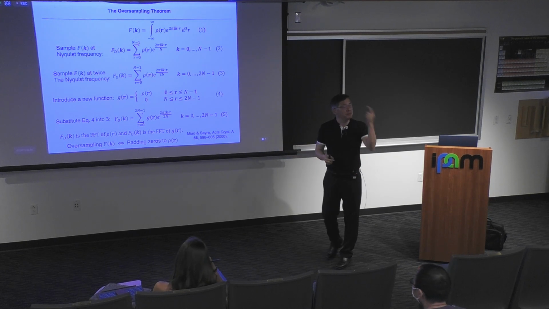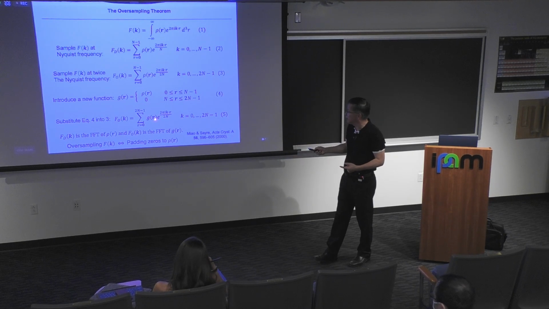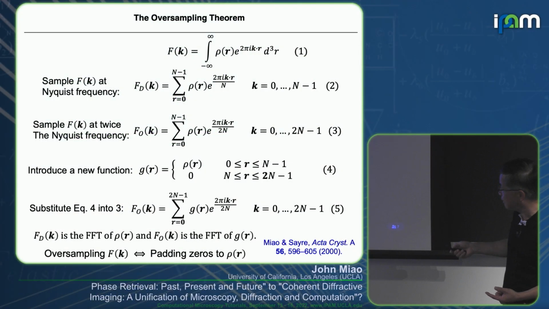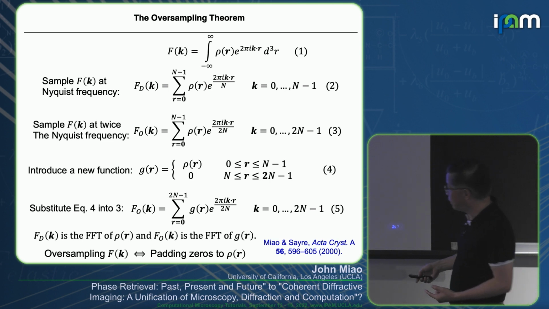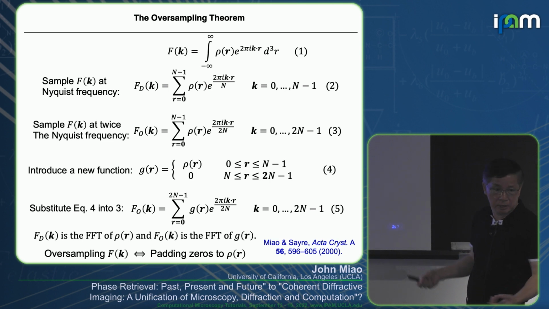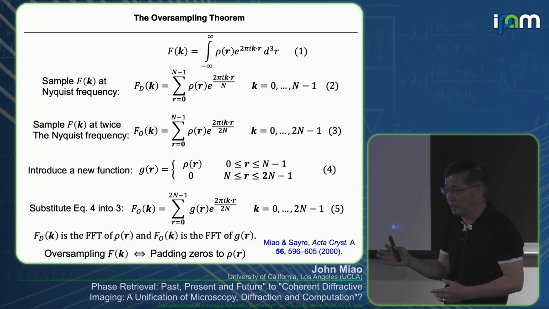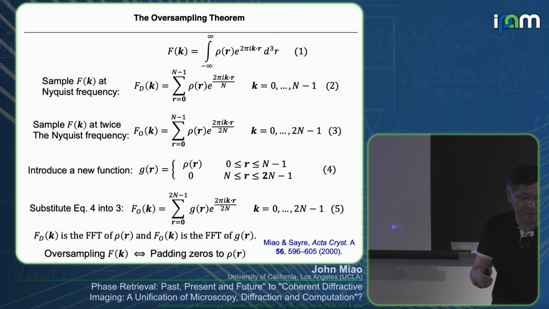Which means if you can get the correct phase information, this should be zeros surrounding the density. So oversampling is called padding zeros, if you can collect the phase information. This is clear, right? This is a little mathematical, but for most of you, it should be very straightforward.